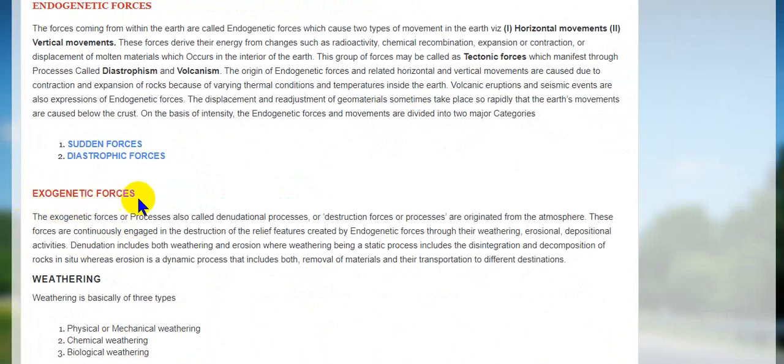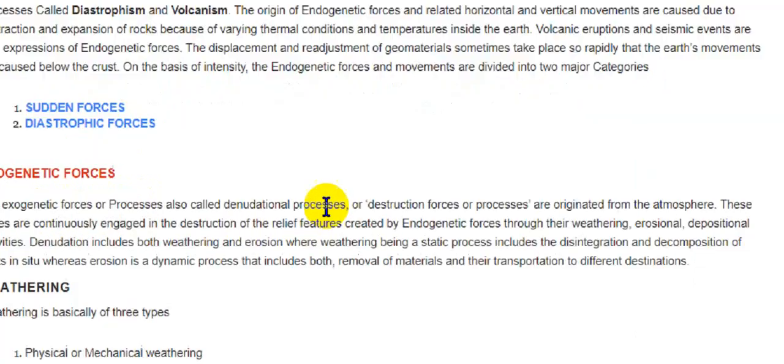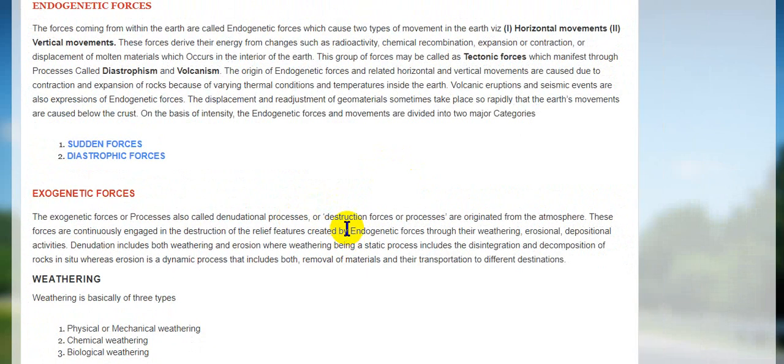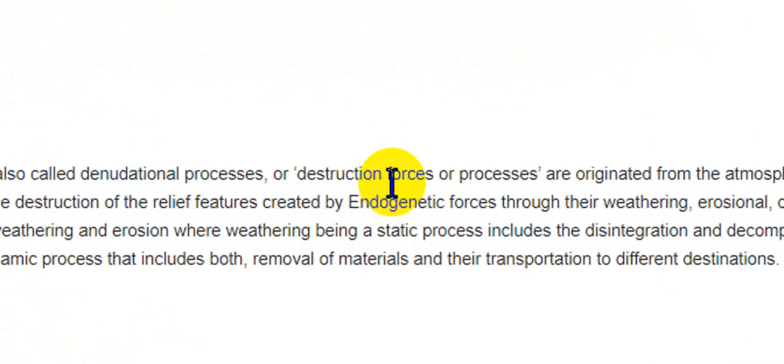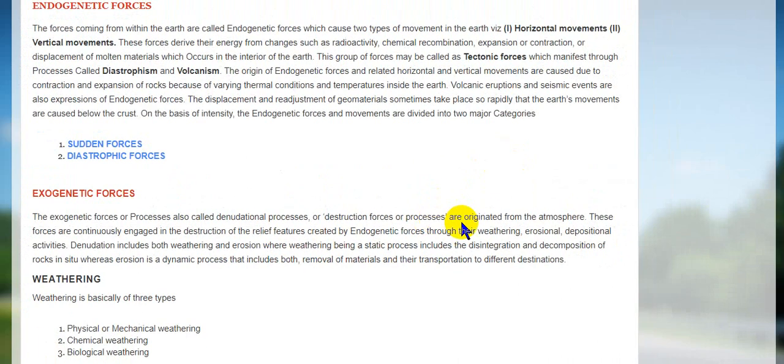Now the second force which is responsible for landform development is exogenetic force. What are exogenetic forces? The exogenetic forces are processes also called denudational processes, or we may say destructive forces or processes. These are the forces which cause destruction and originate from the atmosphere. It is something that is happening outside of the Earth's sphere.